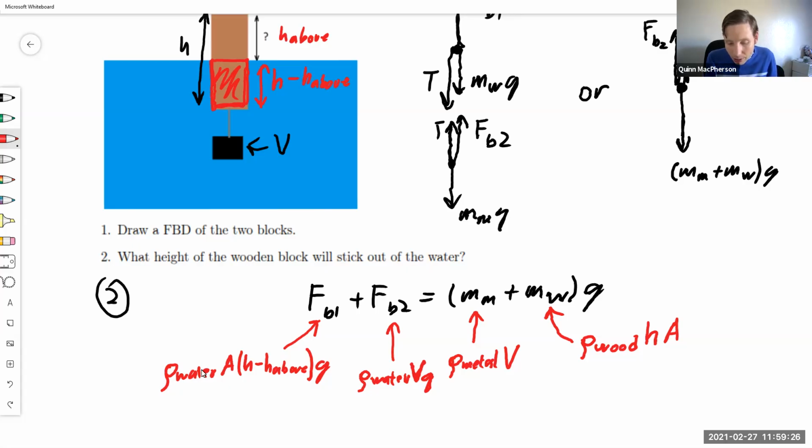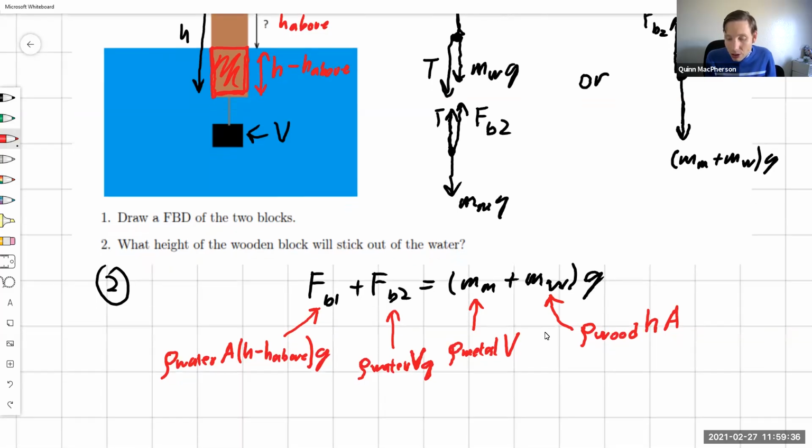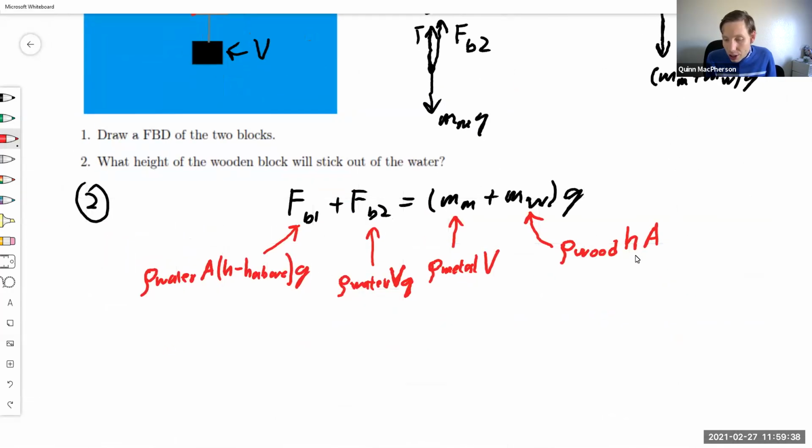By the way, these water and above and metal and wood are all subscripts. They're just describing the variable. It's a little hard to see in handwriting that it's a subscript, but it is. Okay, so now I have that whole equation. Let's write it out in detail.